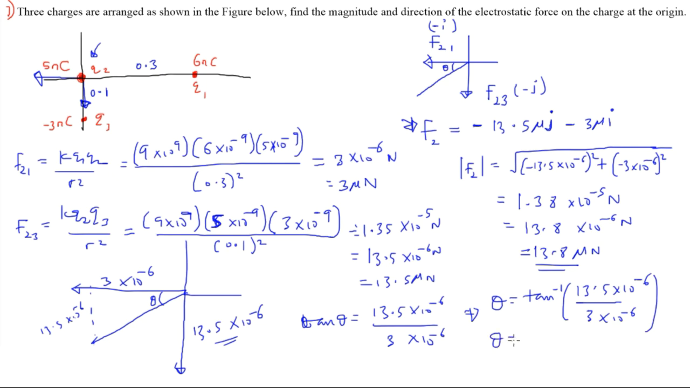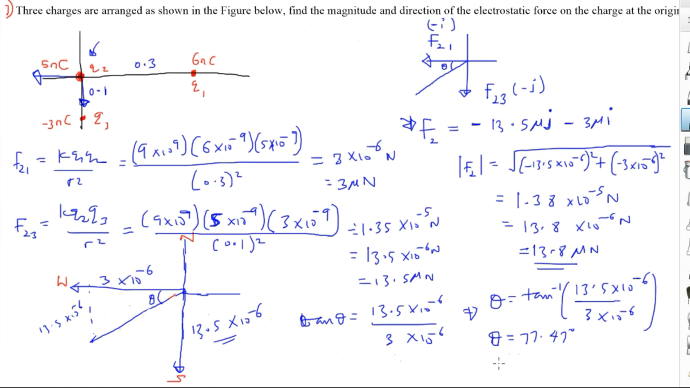That means theta is equal to 77.47 in degrees. If angle theta is equal to 77.47 in degrees, that means I can have angle theta right here as 77.47. Now, to find the direction of the resultant, we can only find it from the positive x-axis. That's where direction starts from.